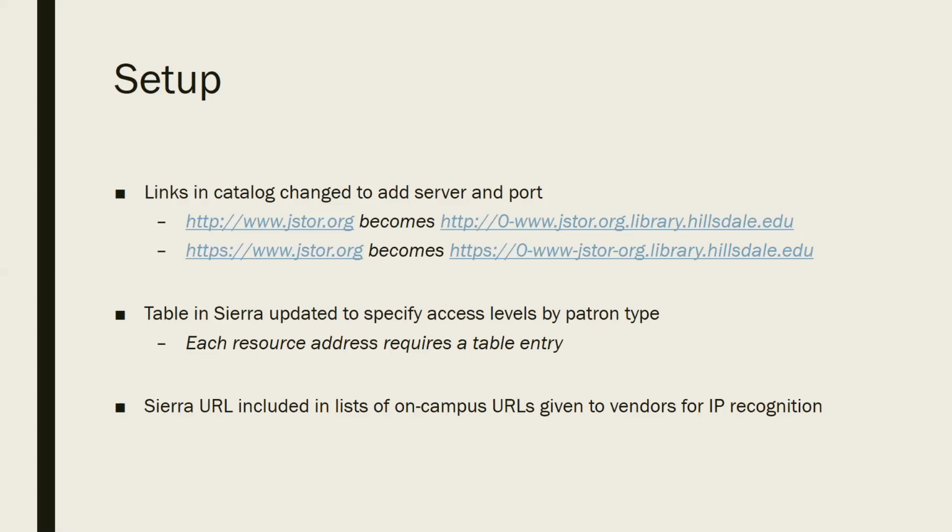With secure sites, to make this work, the workaround, these dashes actually put that user into the proxy server securely, so that you can still get that pass through the proxy. The table in Sierra gets updated to specify the access levels by patron type, and so you can specify what patron types have access to specific resources. You just put an entry in the table for each resource that you need to provide access for.